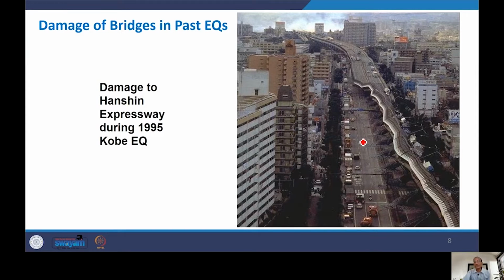What you can see clearly is that the deck of the bridge is passing here and appears to be intact, and here there are damages to piers, and these piers fell down. As a result, the deck also fell down. So in this bridge there is a failure of the piers, and it is again related to the soil amplification effect.